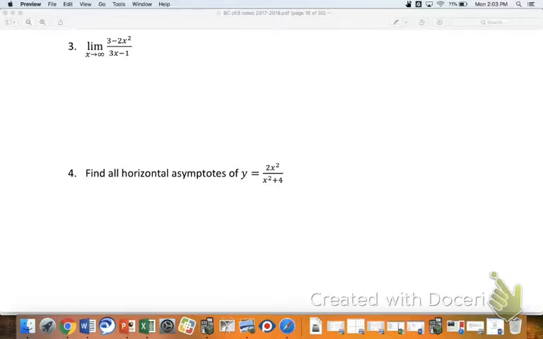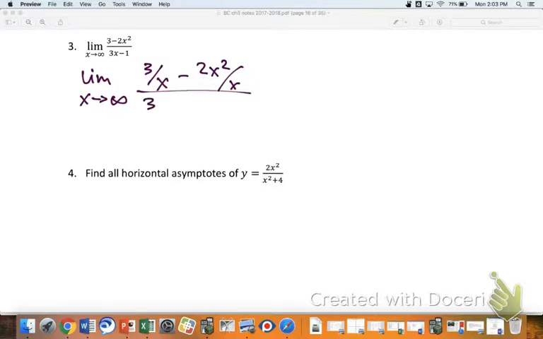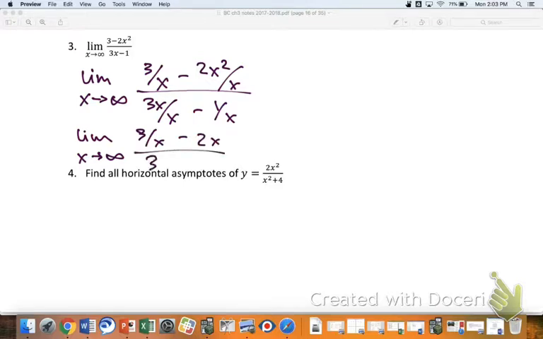Okay, so here for number 3, we can't just do long division. That would just give us the equation of the slant asymptote. So I will do the little divide by the degree trick. So it's going to be limit as x goes towards infinity. What would I divide everything through by? X to the first, right? Because the degree of the denominator is x to the first. So it'd be 3 over x minus 2x squared over x over 3x over x minus 1 over x. Divide everything through by x. And then end up with 3 over x minus 2x over 3 minus 1 over x.